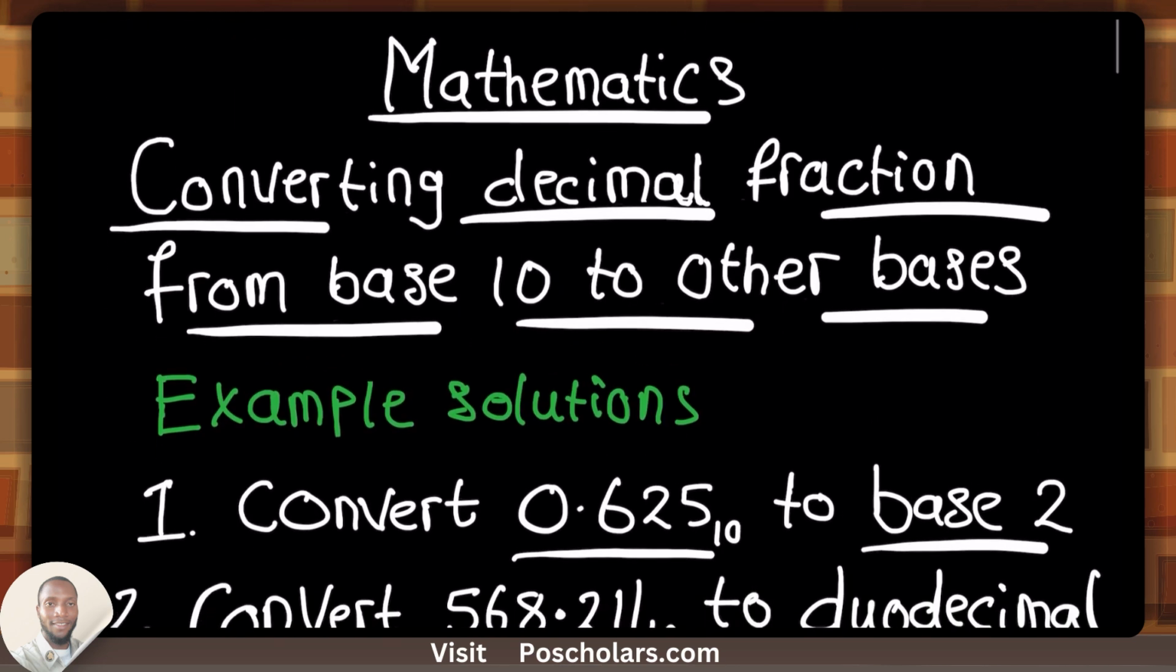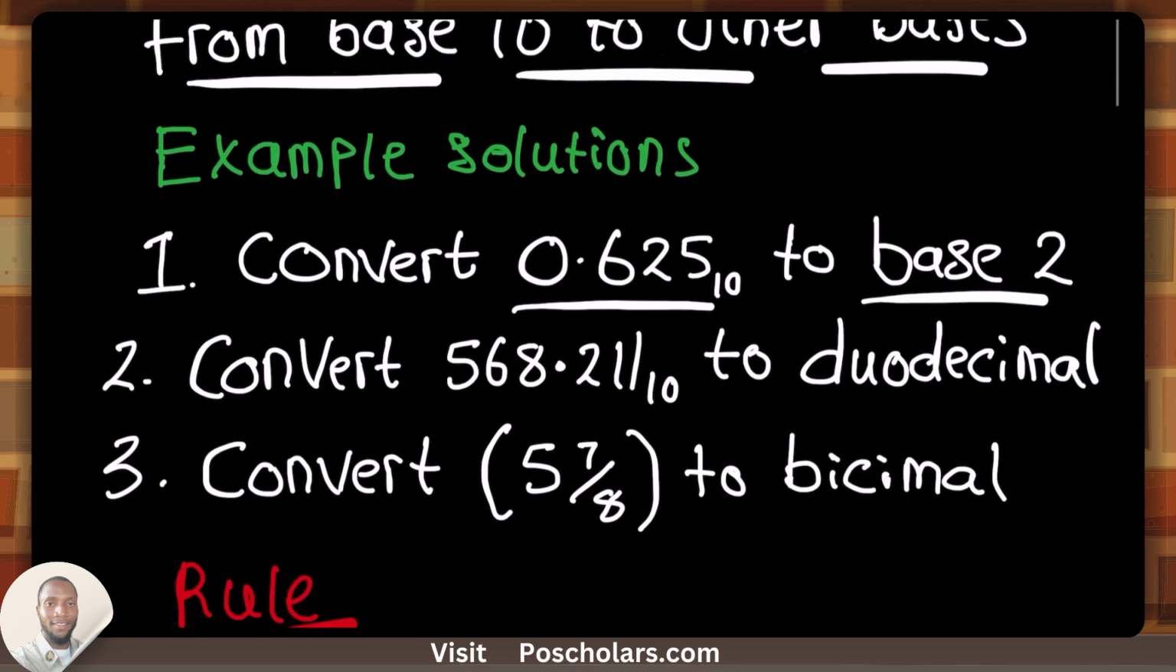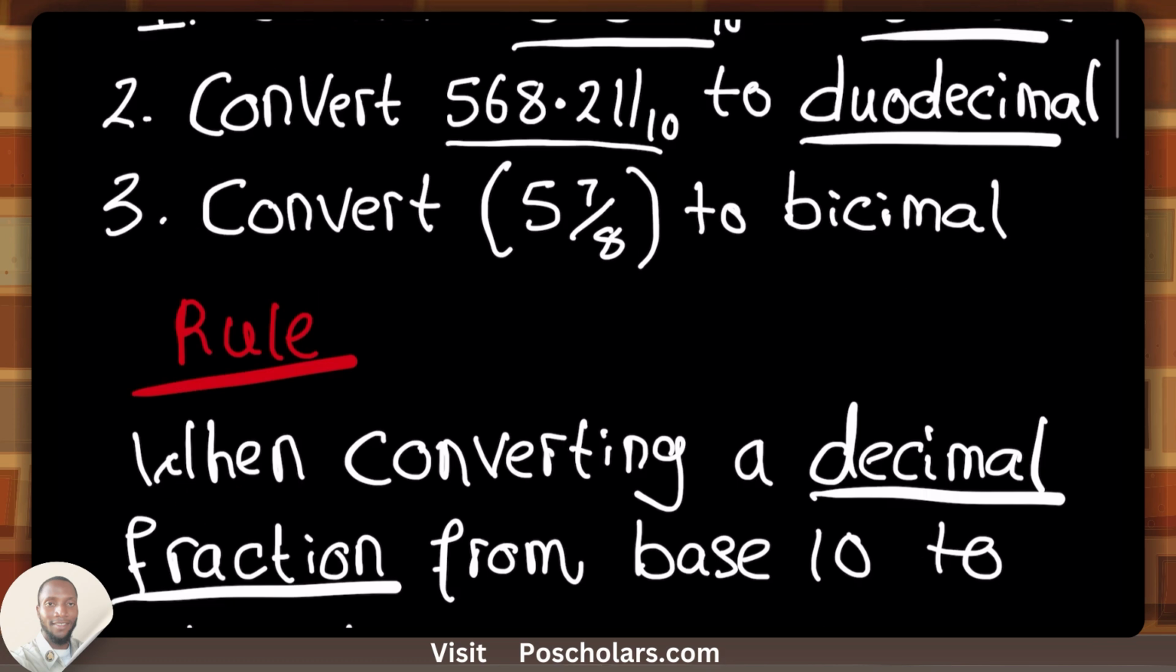Next question says, you can see this one now. Here it is no longer 0, it's 568. So we want to convert 568.211 base 10 to duodecimal. Quickly, question 2.